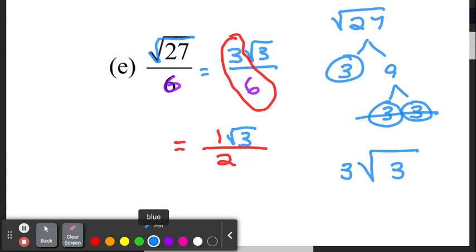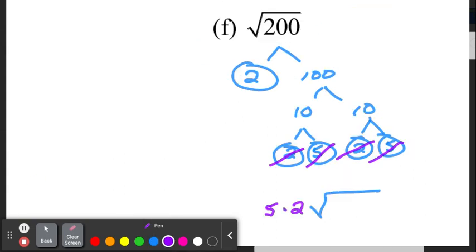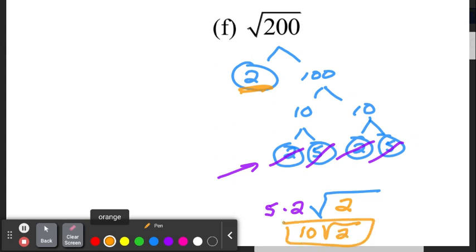Okay, I'm going to pause the video. You try letter F and come back and check your work. Okay, so what I did was I made my factor tree, and my matches I put down at the bottom in purple, and then my leftover 2 I'm going to put here. So my simplified version is 10 square roots of 2. There was no fraction or anything, so it was just simplifying that square root.